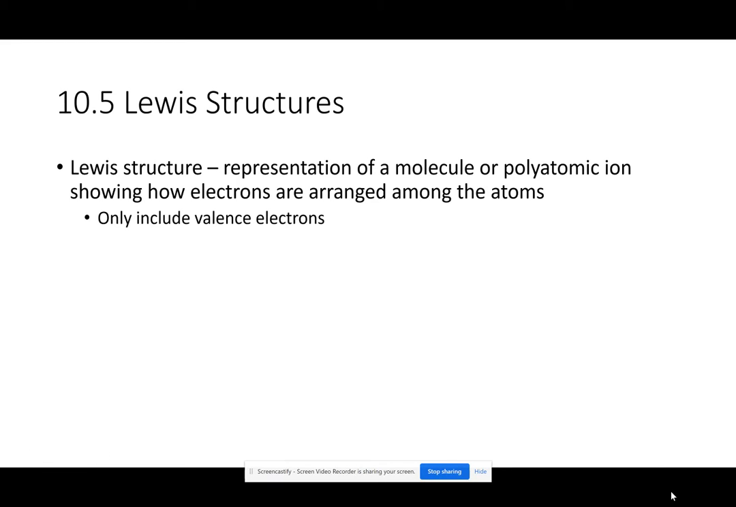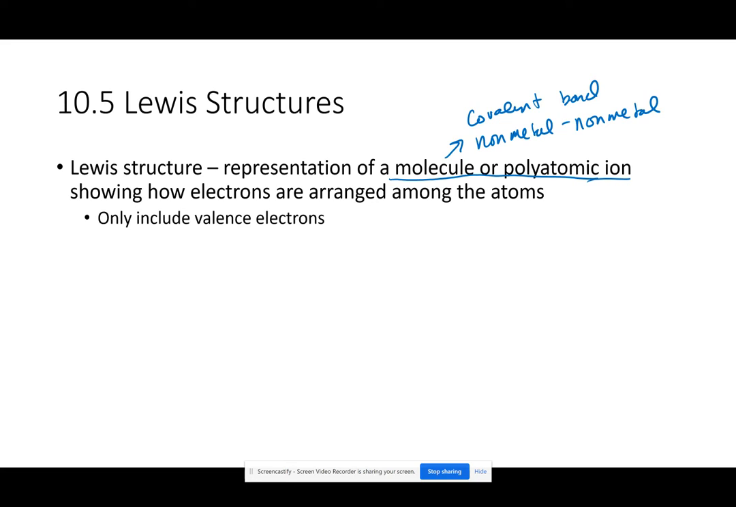A Lewis structure is a representation of a molecule or polyatomic ion that shows how the electrons are arranged among the atoms. So Lewis structures are representations of molecules or polyatomic ions. Both molecules and polyatomic ions are held together by covalent bonds, meaning that the electrons are shared. And they are all going to be non-metal bonds.